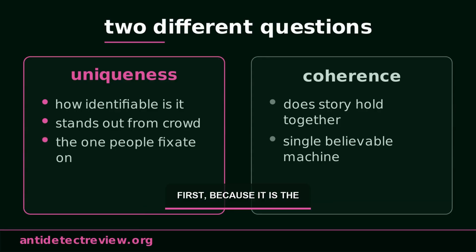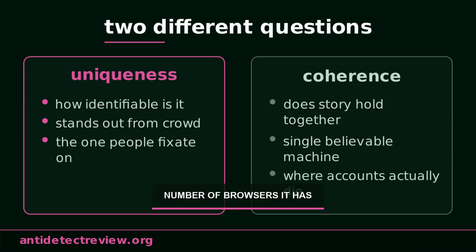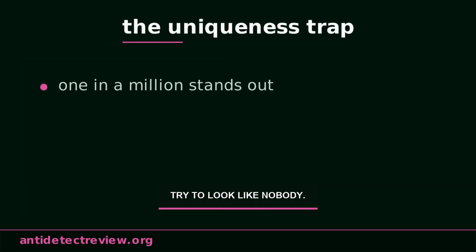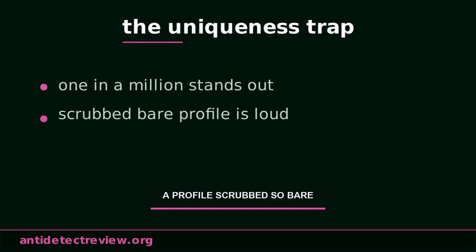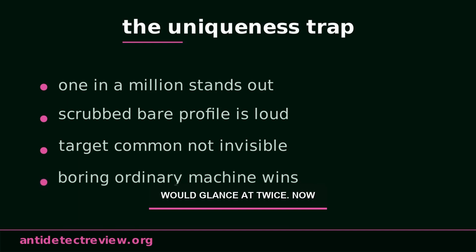Take uniqueness first, because it is the one people fixate on. A checker will tell you your fingerprint is unique among some number of browsers it has seen, and the instinct is to chase a lower number, to try to look like nobody. But you cannot be one in a million and also blend into the crowd. Those are opposite goals, and a profile scrubbed so bare that it is unique for having nothing is its own loud anomaly. The real target is not invisibility, it is being common and unremarkable. A profile that looks like a boring ordinary machine nobody would glance at twice.